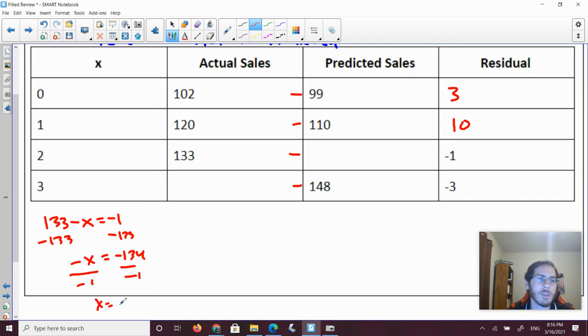And get x equals 134. So we could choose to do it that way. You could also just visually look at it, and if you can logically find that it's 134, that's totally fine.